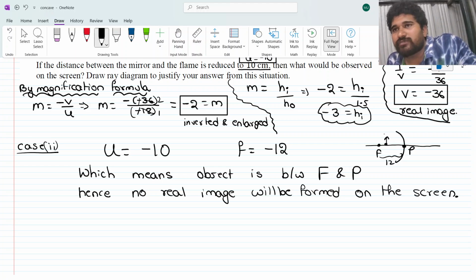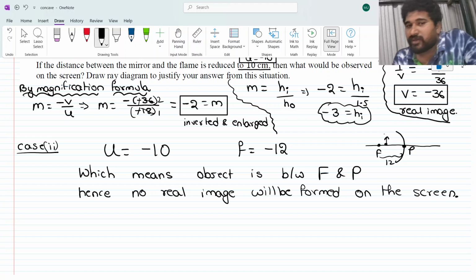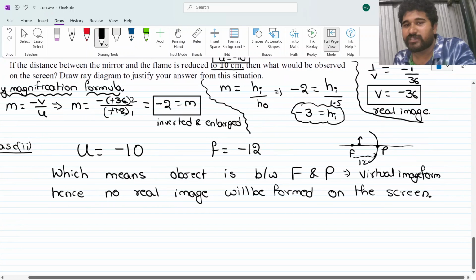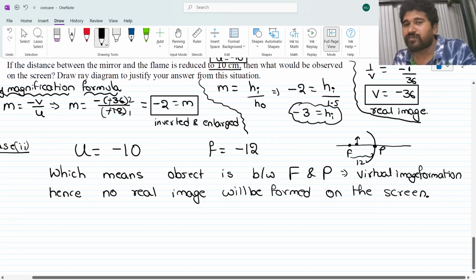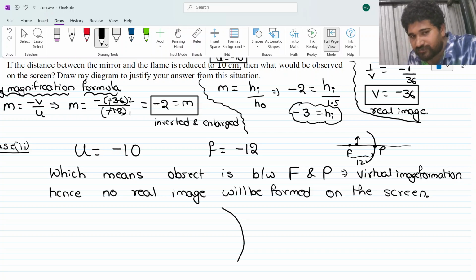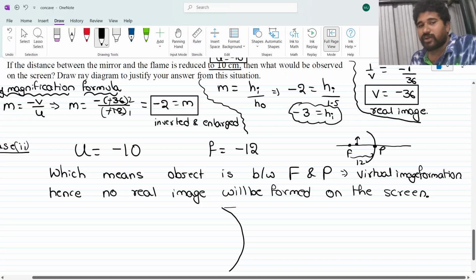A virtual image will be formed. You can write here: implies virtual image formation. So, the image cannot be obtained on the screen. Then he is asking us to draw, so you can draw its ray diagram.